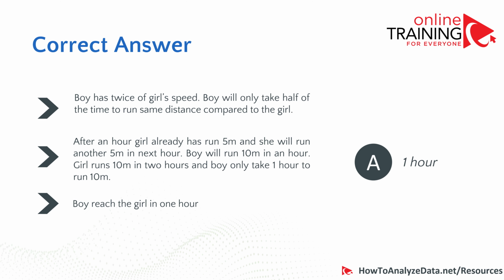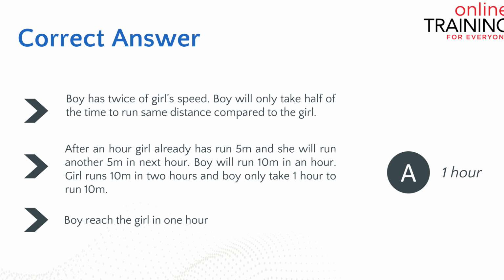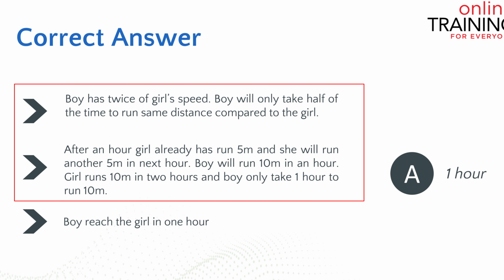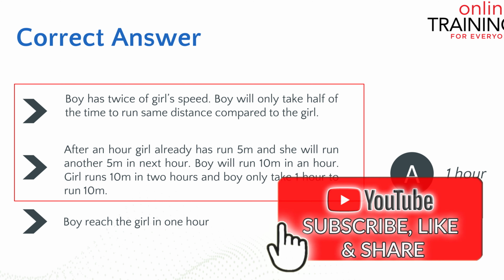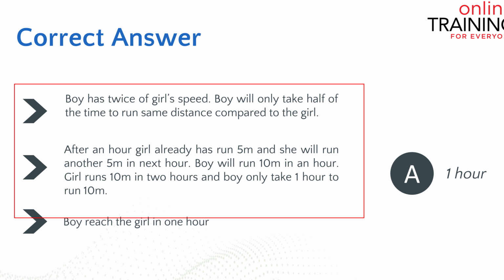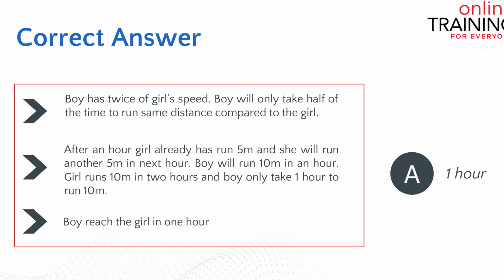The correct answer here is A, 1 hour, and here's the reasoning. Boy has twice the girl's speed, and for the boy it will only take half the time to run the same distance compared to the girl. After an hour, the girl already ran 5 miles and she will run another 5 miles in the next hour. The boy, on the other hand, will run 10 miles an hour. The girl will run 10 miles in 2 hours, and for the boy, it will take only 1 hour to run 10 miles. So the boy will reach the girl in 1 hour. Hopefully you've got this one right.